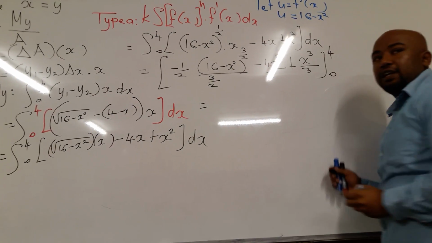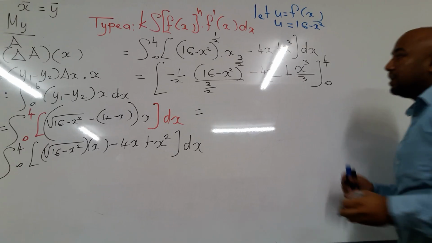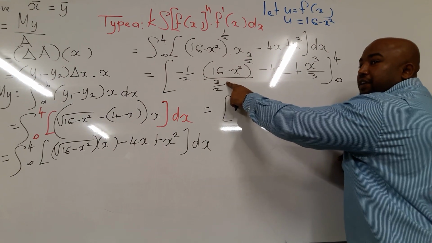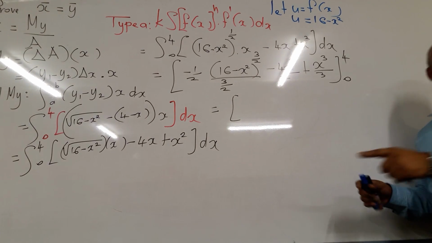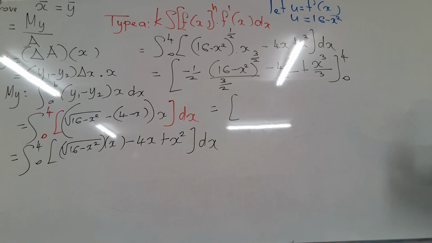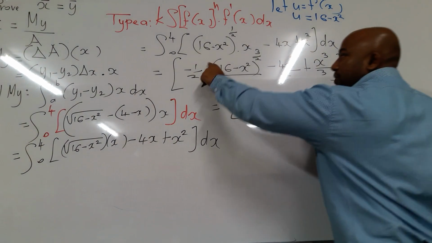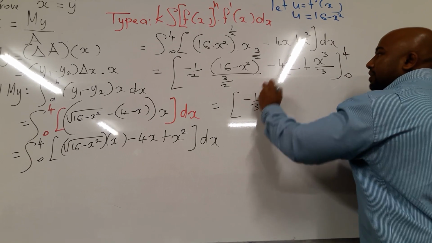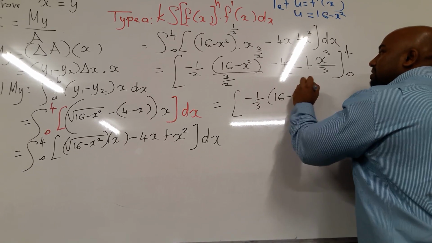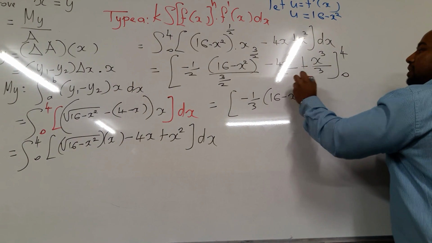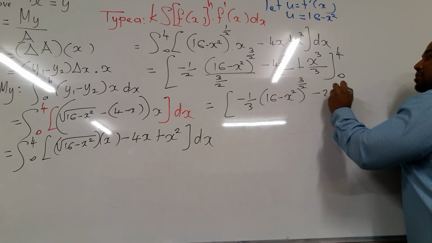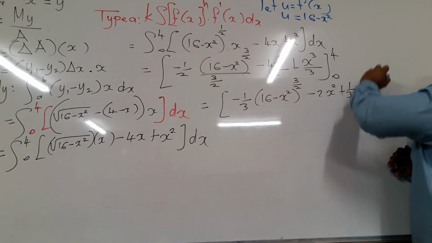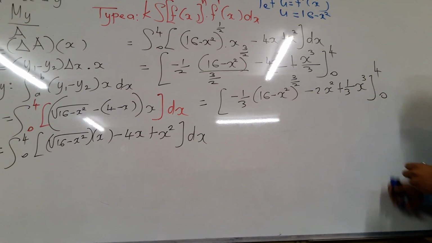So you need to take out your calculator. Substitute. Let's see what we get here. I'm just going to simplify this. I'm dividing by 3 over 2. It's the same as multiplying by 2 over 3. So 2 and 2 will cancel. I'll end up with minus 1 over 3. Then I got my 16 minus x squared to the power 3 over 2 minus 2x squared plus 1 over 3 x cubed. That's 4 and 0.